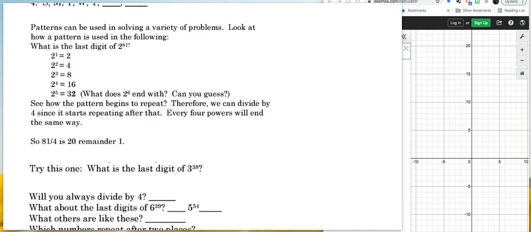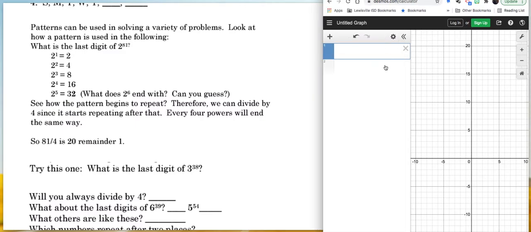Well, 2 to the 81st power, if you type that in the calculator, the number is too large and the calculator will not give you the result for you to have the answer. So you have to use patterns to get to the answer. What is interesting about numbers like 2, when we raise them to different powers, we're going to see a pattern.